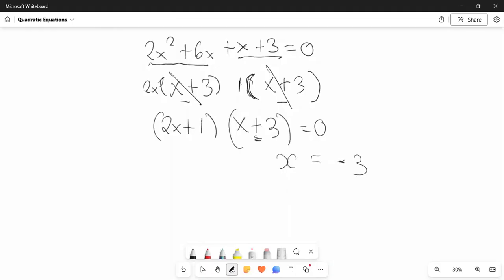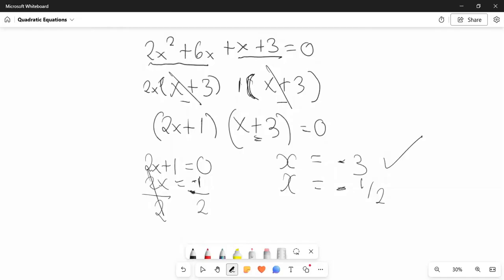And to find the other value of x, we have to solve it using the linear way. So it's 2x plus 1 is 0. 2x is equal to -1, so in that case x is equal to -1/2. So these are our final x values.